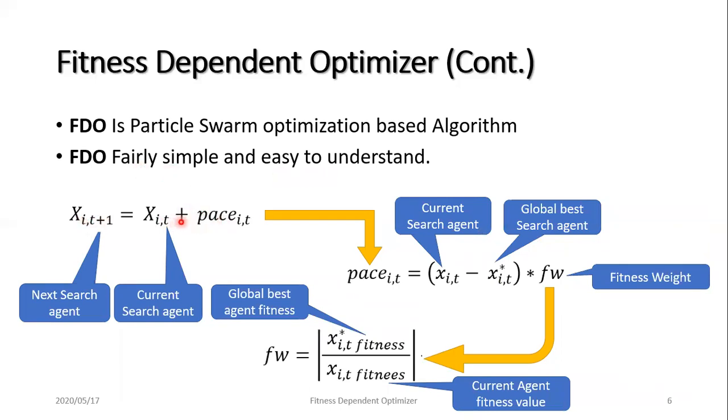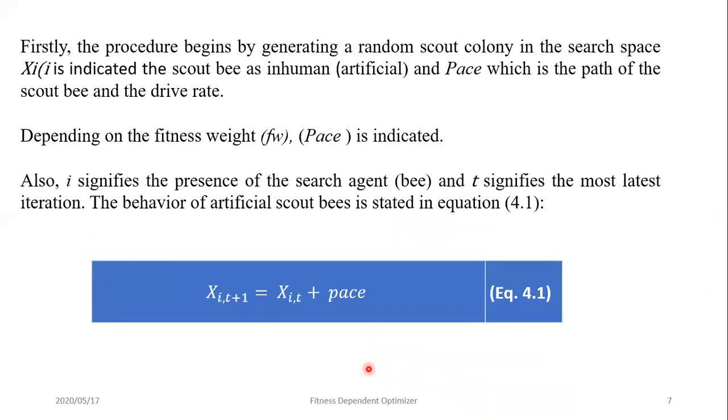This equation is the backbone of the algorithm. That's the current solution. This is the next solution. It's the current solution plus the pace. And pace can be found by this equation, which is equivalent to the current minus the global times fitness weight. And fitness weight can be found by this equation, which is global fitness over the current fitness.